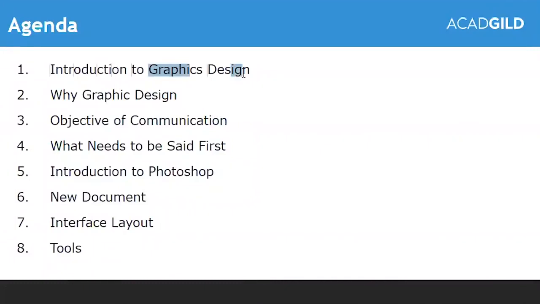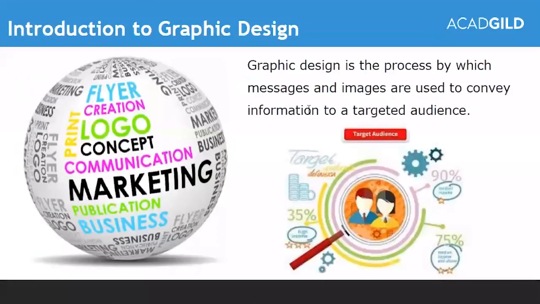You have already heard from different people about graphic design. This is design, that is design, I need graphic designs. Sometimes people get confused about what graphic design is and why we use it. The best and simplest explanation is: graphic design is the process by which messages and images are used to convey information to a target audience.